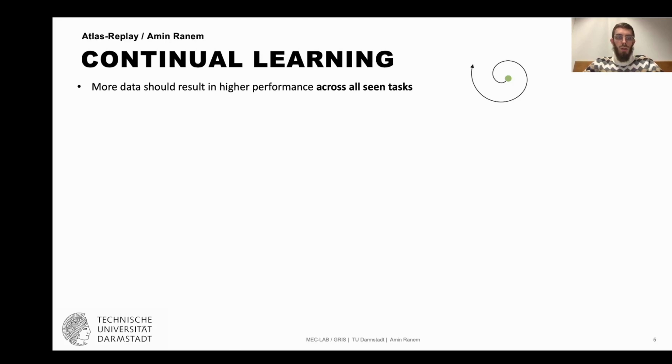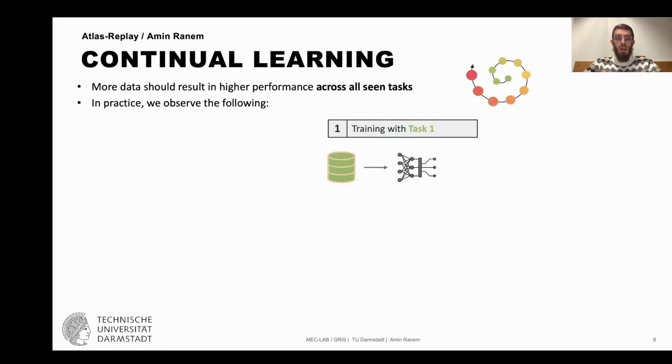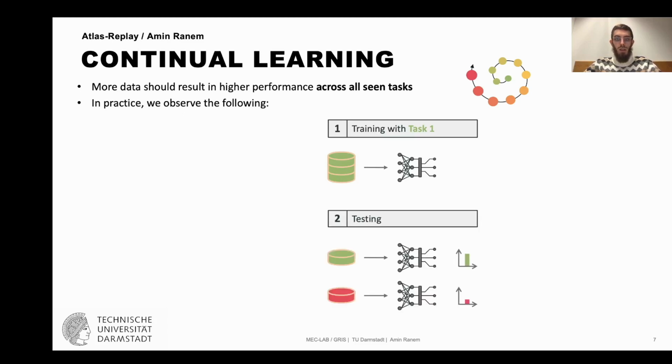Now the goal of continual learning is basically: the more data I use for training over time, the better I should become across all seen tasks. Now in reality, what we observe is that when we train on a specific task and evaluate on the test set of this task, we perform pretty well in general. However, when we then apply this model to an unseen data set, we see a performance drop, which is known as plasticity loss and is a lack of generalizability.